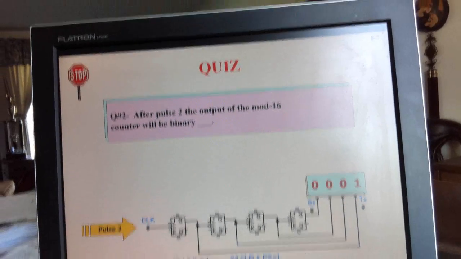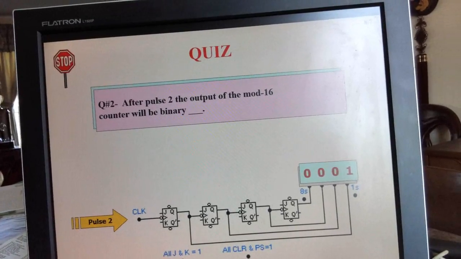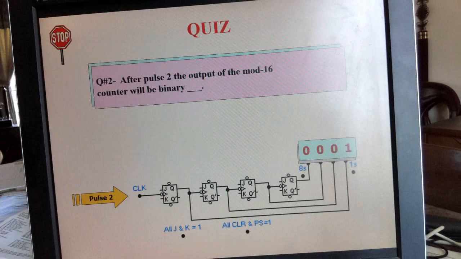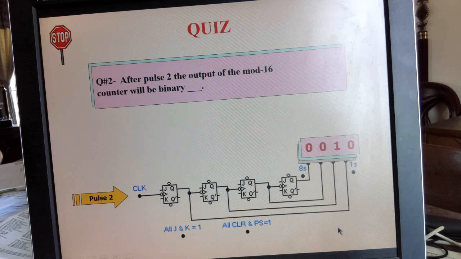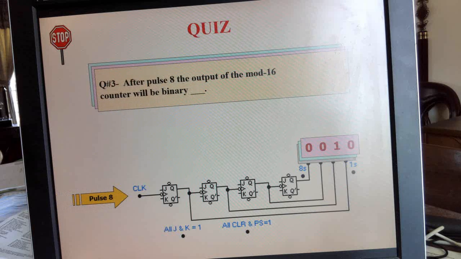Okay, let's look at the second question here if you want. Pause it, read it, see if you can answer that. Alright, what are we going to get here? After the second pulse, you have a binary 2, right? Oh, excuse me, after pulse 8, what do we get? The output of a mod 16 counter will be a binary what? After 8 pulses.